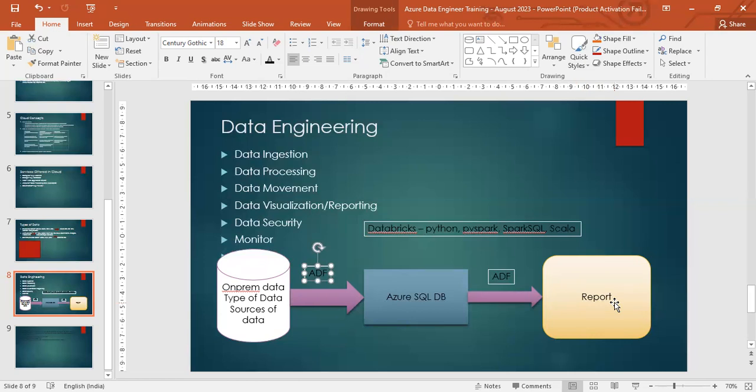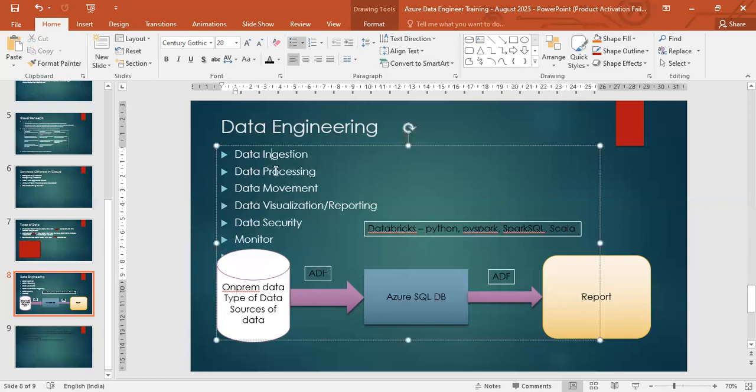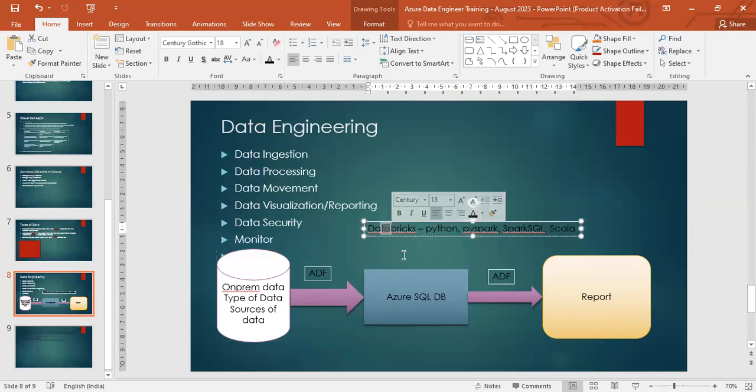Those are the capabilities that you have within the cloud. That comes as the ingestion and processing part, and the movement also, from on-prem to cloud or within the cloud. Again, you will have options to move it, let's say, into Databricks also.